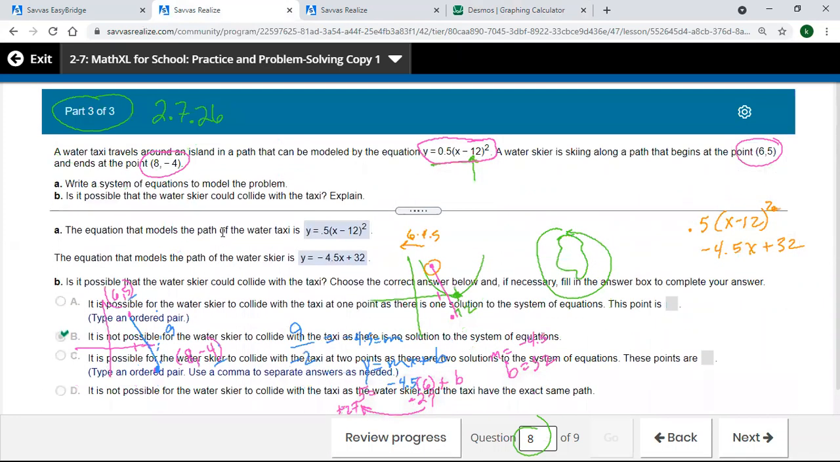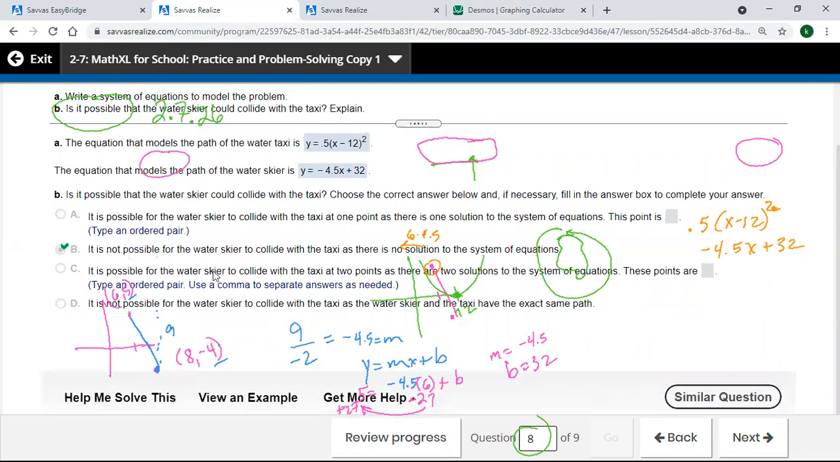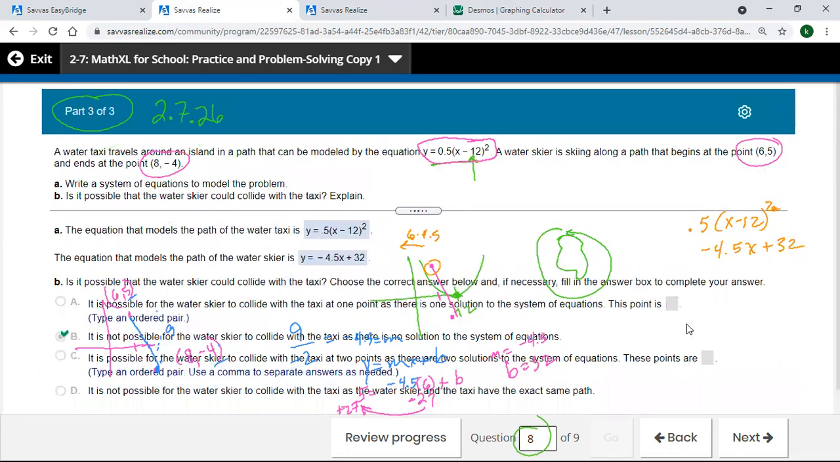And we're done. So again, if you get stuck on any of these problems, if this video doesn't help, down on the bottom, view an example. Help me solve this. They'll go through it with you step by step, but you'll still have to do it over on your own when you're done. If you're not sure if you're doing it right, similar question. If you're really absolutely stuck, by all means, let us know and you can bring the question with you to class, and we'll go through it together. Good luck, everybody.